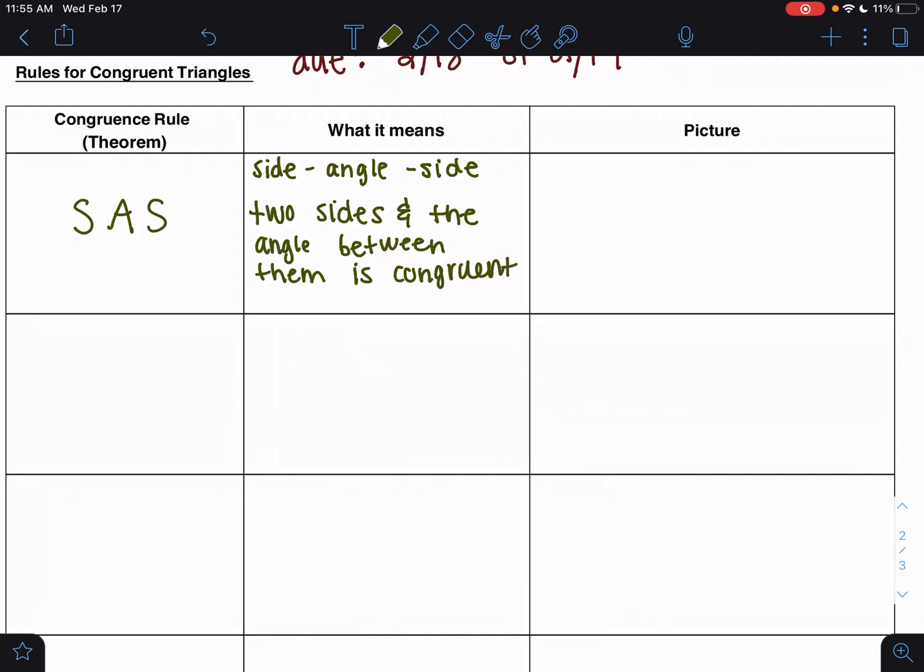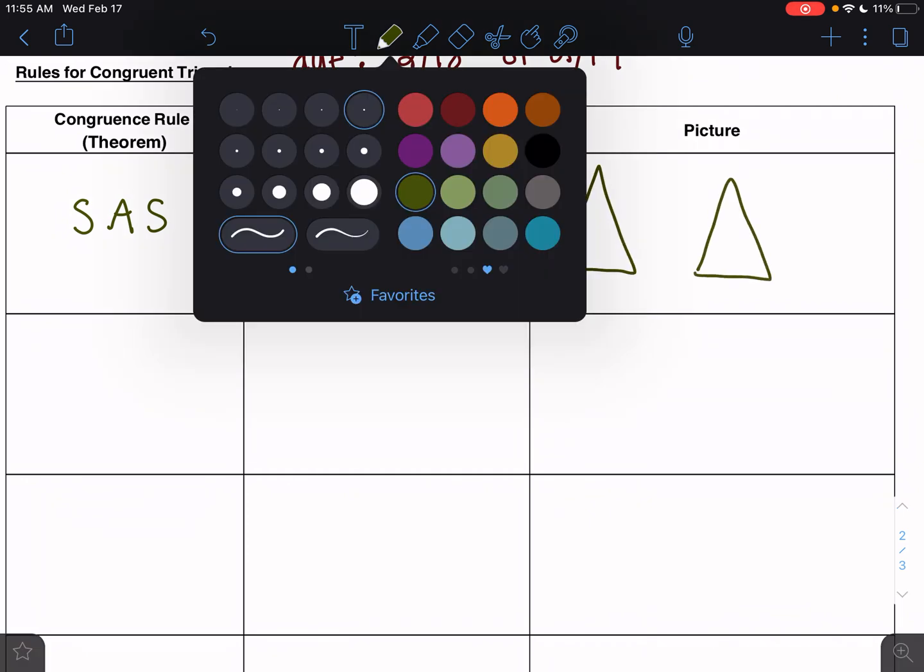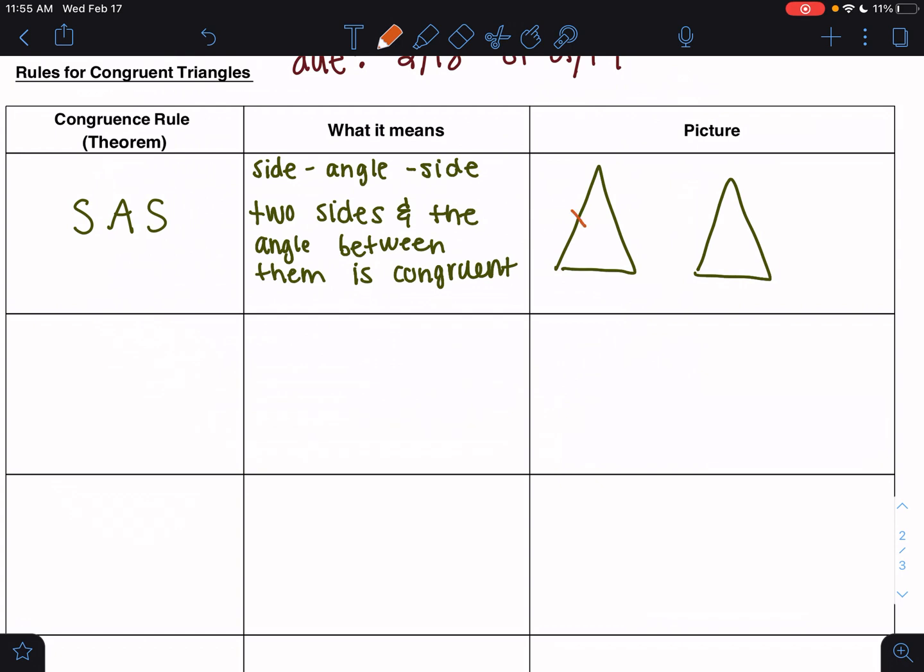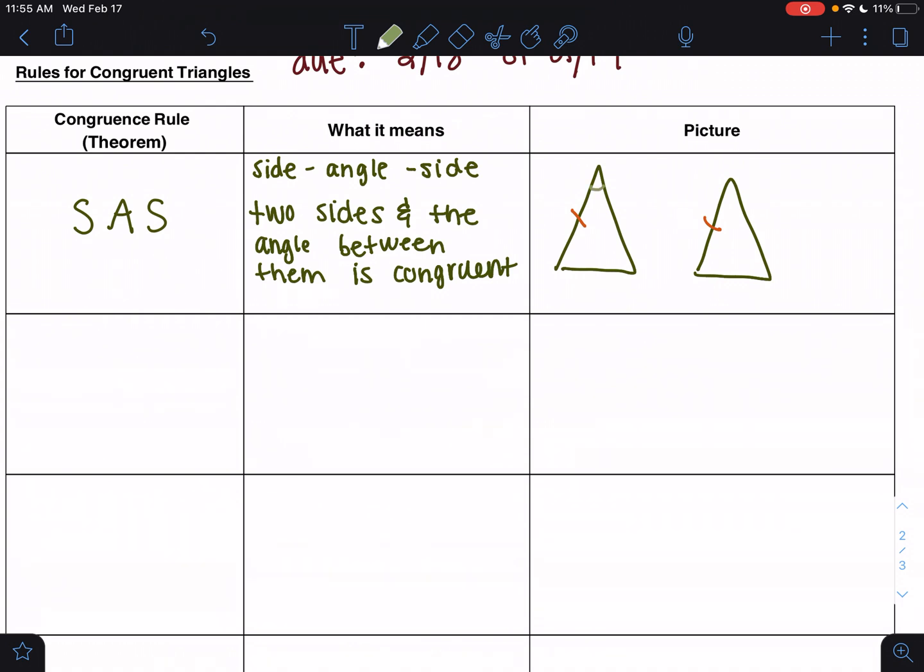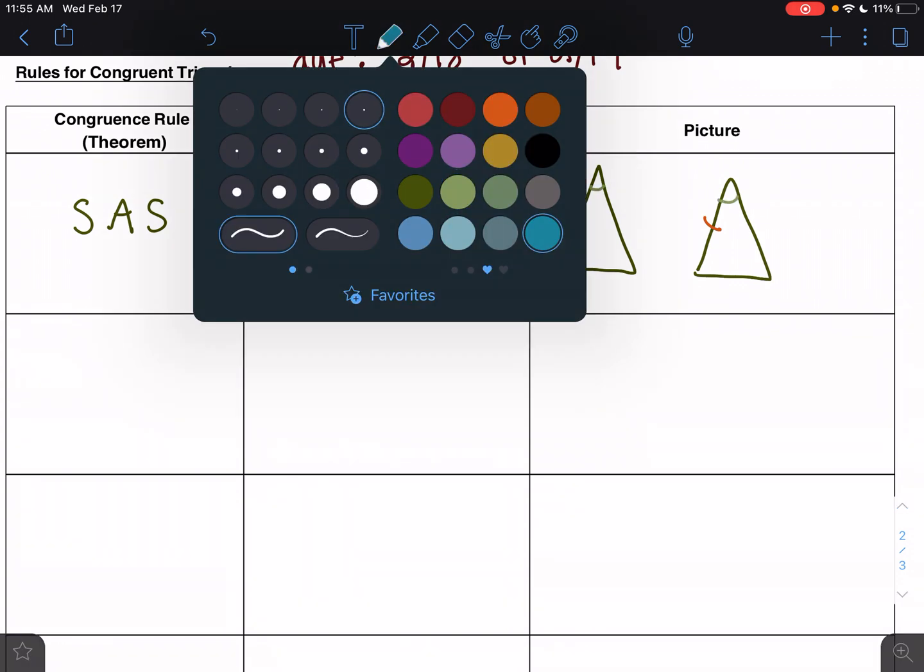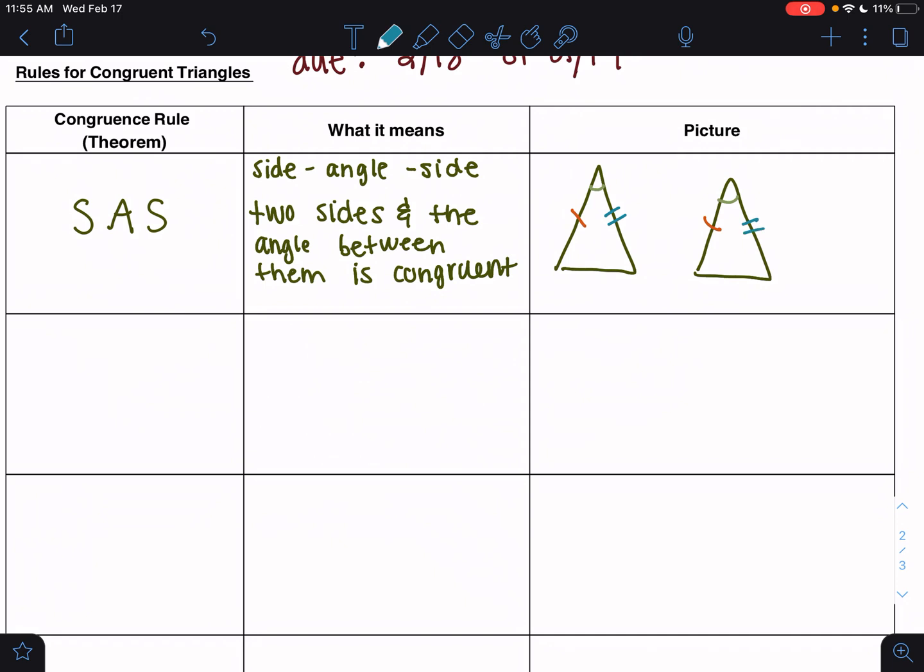And so a picture of this to help us visualize it would be 2 triangles here, and these sides are congruent, and then this angle is congruent, both of them, and then this side. So as you can see, we have an angle that's included in between those 2 sides. And so that's what this congruence means. It doesn't mean that there's one over here that's congruent, an angle. It's the angle that's in between those 2 sides. So these 2 triangles are congruent for that reason.